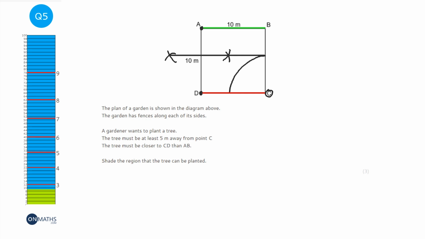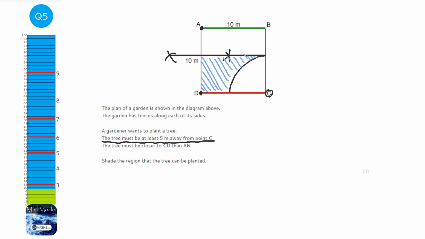So it says shade the region the tree can be planted. So it's anywhere, and I might do a different colour for this so it just stands out a little bit. It's anywhere here. Now you always just double check this. So the blue shaded, and on your exam don't bother with a different colour, just use a pencil to shade it in. It says the tree must be at least 5 meters away from point C, which mine is, and the tree must be closer to CD than AB, which mine is.